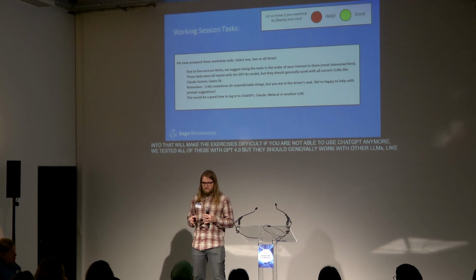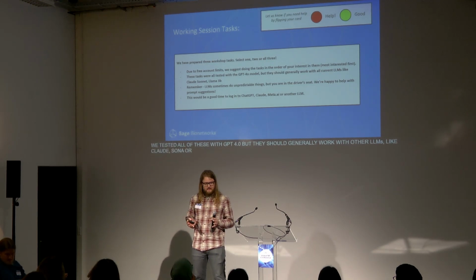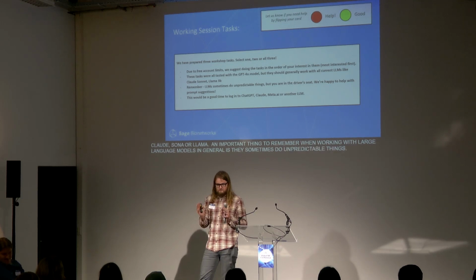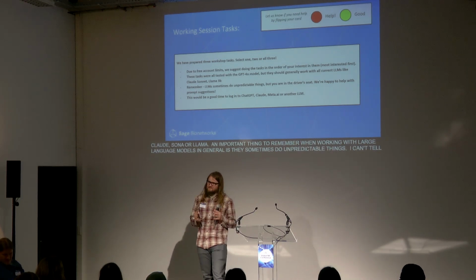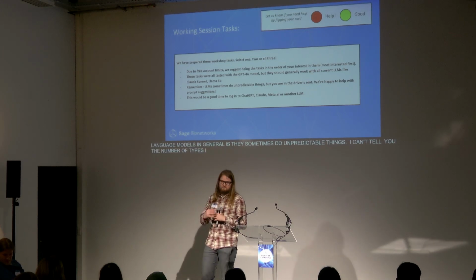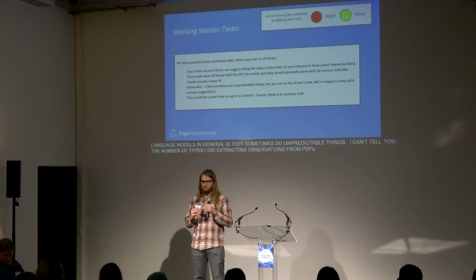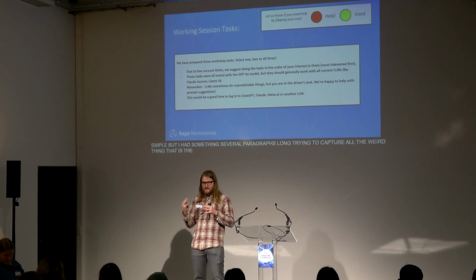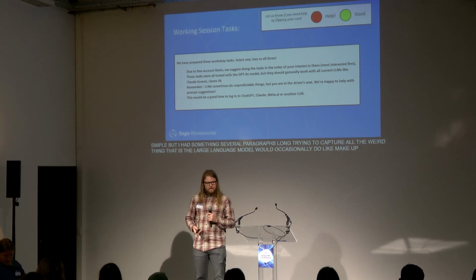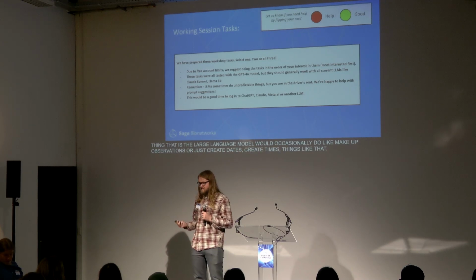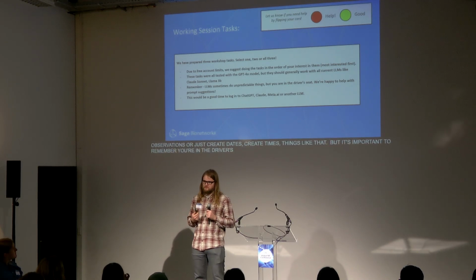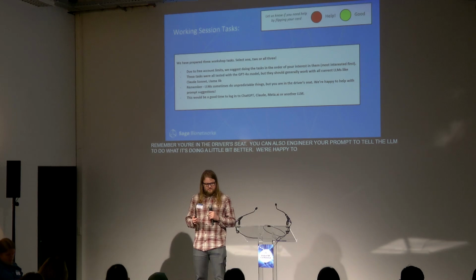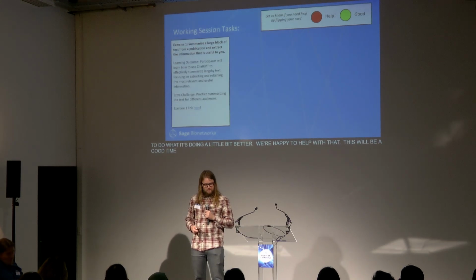I think an important thing to remember when working with large language models in general is that they sometimes do unpredictable things. I can't tell you the number of times I redid that prompt for extracting observations from PDFs. It seems like something that would be really simple, but I ended up with something that was several paragraphs long, trying to capture all of the weird things that the large language model would occasionally do, like make up observations or create dates and times. But it's important to remember you're in the driver's seat. You can always engineer your prompt to tell the LLM to do what it's doing a little bit better, and we're happy to help with that. And this would be a good time to log into ChatGPT or your chatbot of choice.